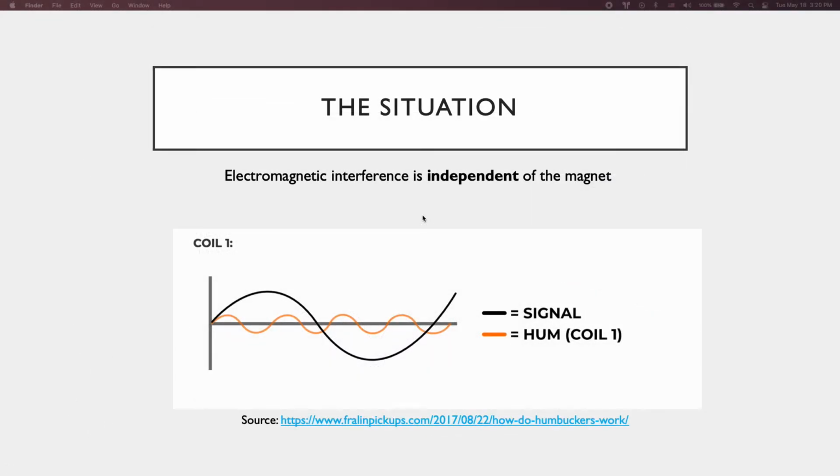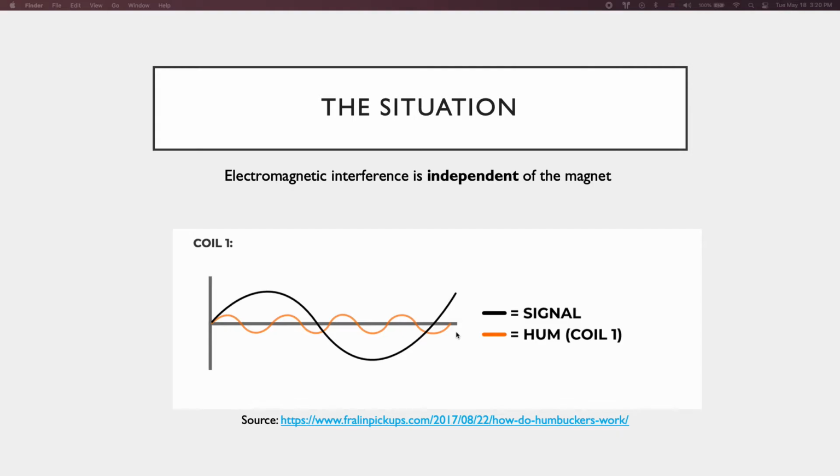What we need to first know is that the reason hum is even produced is because electromagnetic interference is independent of the magnet. What this means is that the copper wire itself is the antenna, and the magnet has no relationship to why the copper is like that. The magnet is honestly only there to interact with the strings. If we were to graph the string signal picked up when we pluck, along with the hum noises, this is what it would look like. Makes sense.